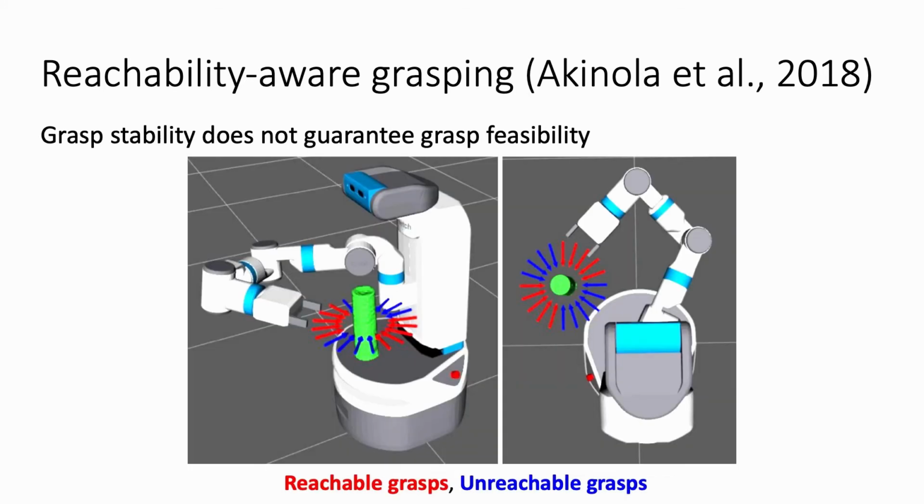To be able to have a big database and also a real-time grasp planning algorithm, we borrowed the idea from our previous work. In this work, we introduced the concept of reachability. The intuition is that grasp stability does not guarantee grasp feasibility. For example, in the images below, we have a Fetch robot trying to grasp the green chips bucket. All the grasps plotted using the arrows are equally stable, but only those red grasps are reachable. The blue grasps are infeasible either due to being out of range or self-collision.